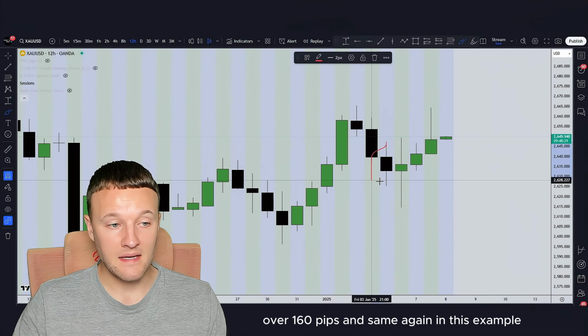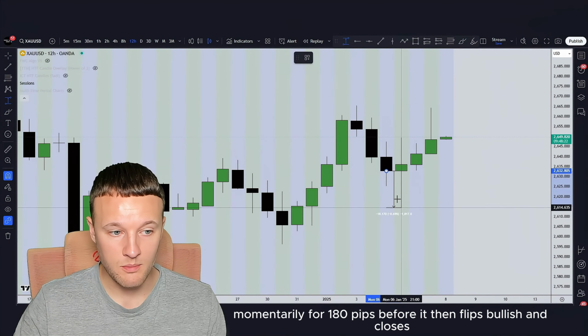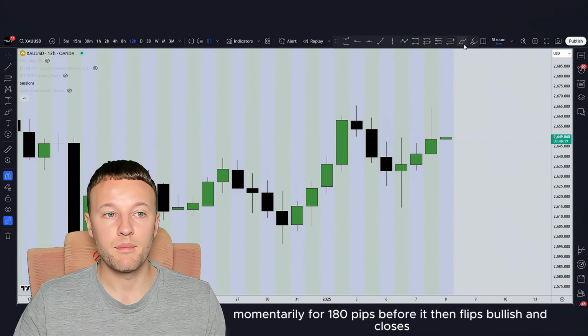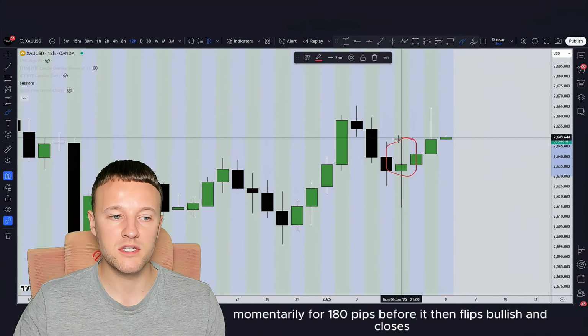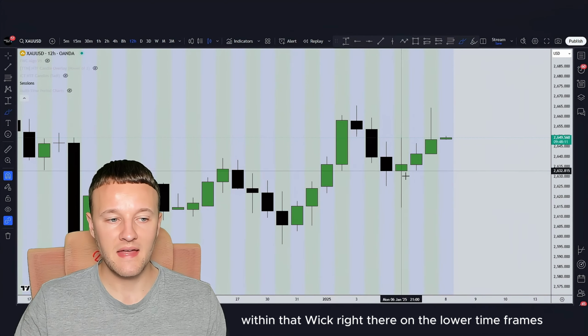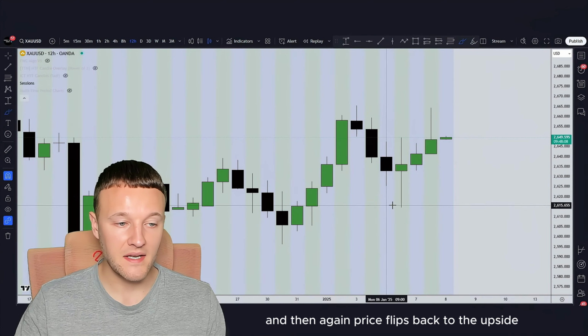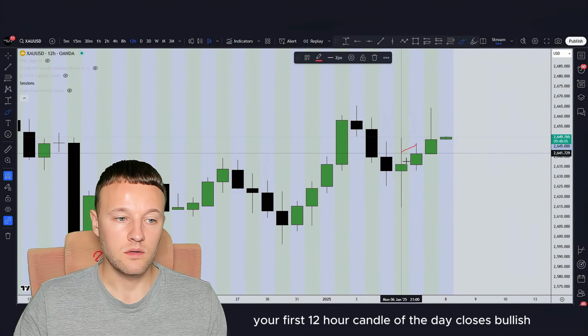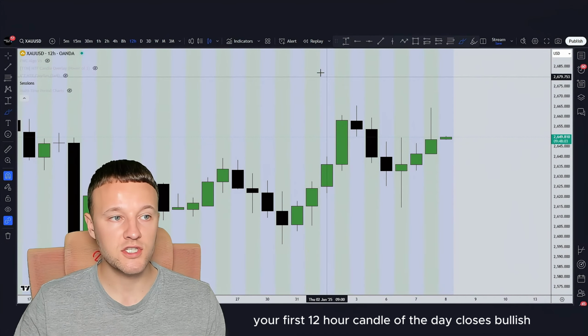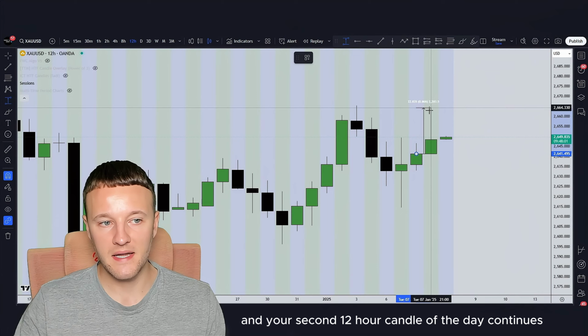And same again, in this example, the first 12-hour candle of the day closes bearish. The second 12-hour candle of the day does continue bearish momentarily for 180 pips before it flips bullish and closes bullish. But you still are able to capture a 180 pip move potentially to the downside within that wick on the lower time frames. And then again, price flips back to the upside. Your first 12-hour candle of the day closes bullish, and your second 12-hour candle of the day continues bullish by over 228 pips.